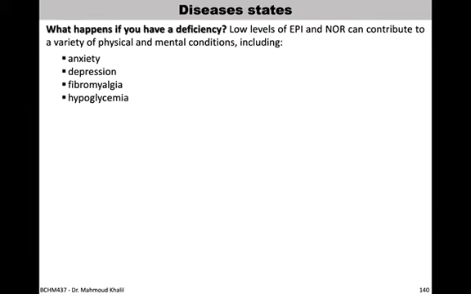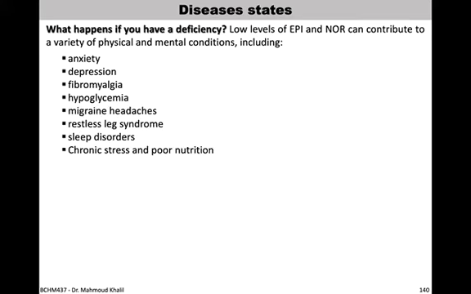So what are the disease states in case of malfunctioning of epinephrine or norepinephrine? What happens if there is a deficiency in epinephrine and norepinephrine? This can contribute to a lot of physical and mental conditions, including anxiety, depression, fibromyalgia, which involves fibrosis of the muscles, hypoglycemia, migraine headache, restless leg syndrome, sleep disorders, and some chronic stress and poor nutrition.